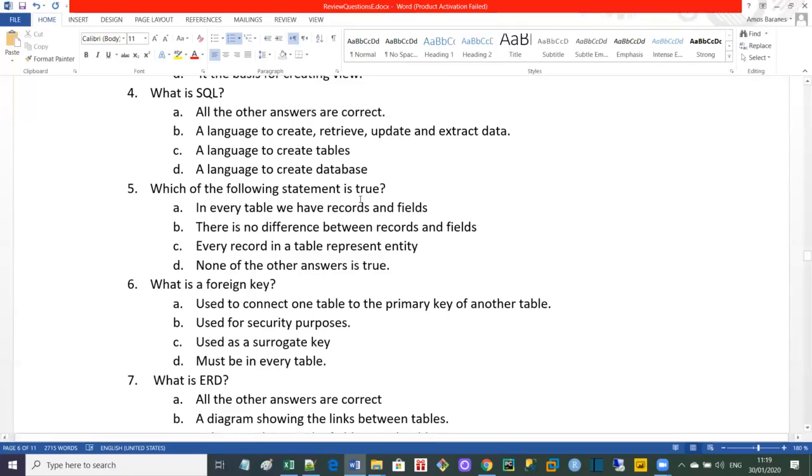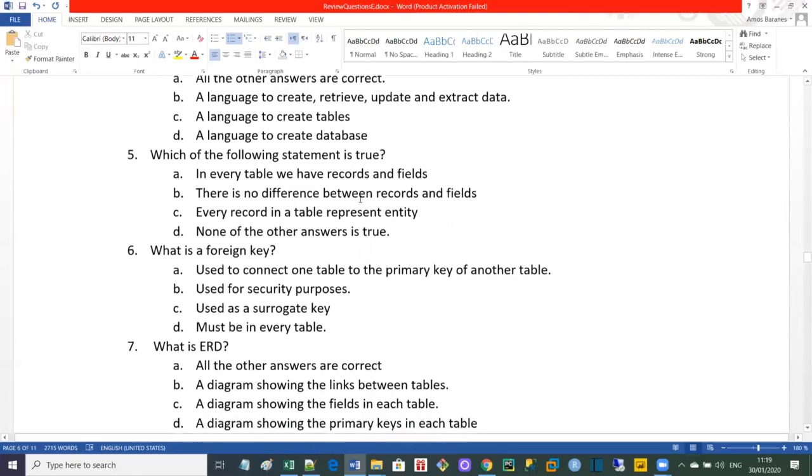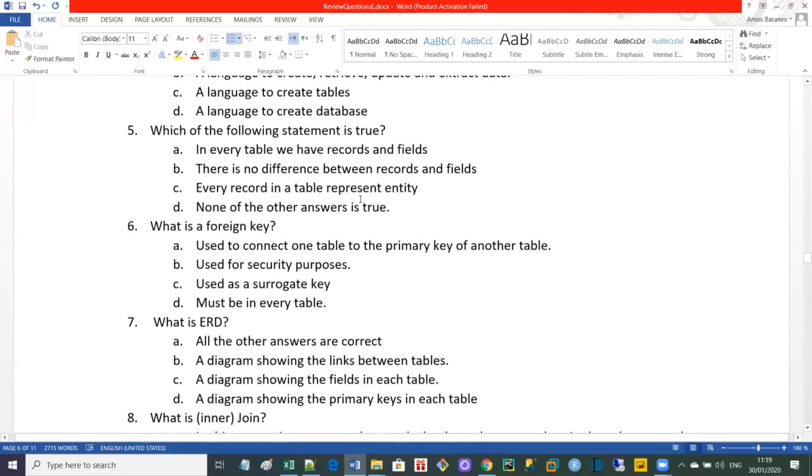Okay, let's move to number 5. Which of the following statements is true? In every table, we have records and fields. Yeah, record means a row, and a field means a column. Well, classic, very simple. All the rest is really nonsense, okay?